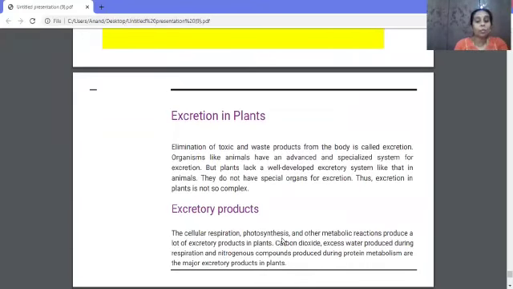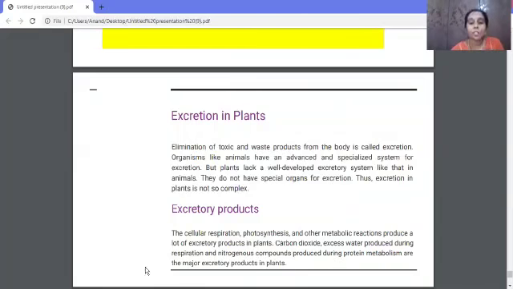Do you think that plants have any excretory system to throw out the excretory waste? No, they don't have any excretory system. But you know that plants do not consume protein. They do not have much muscular activity. They do not move from one place to another, but still they have some waste. These wastes are toxic. They have to be eliminated out of the body, and that is known as excretion. So even though they are plants, excretory products are produced.